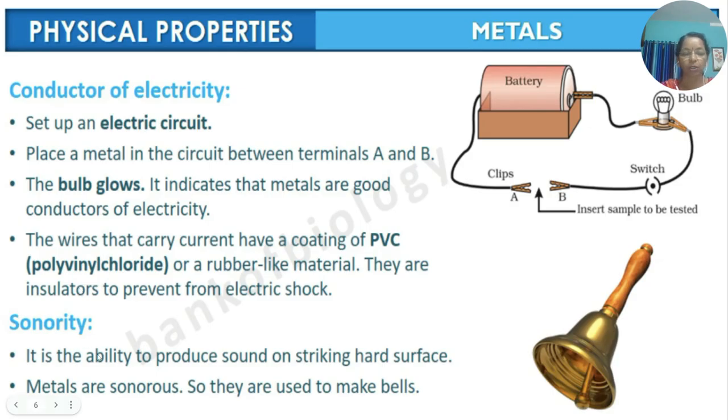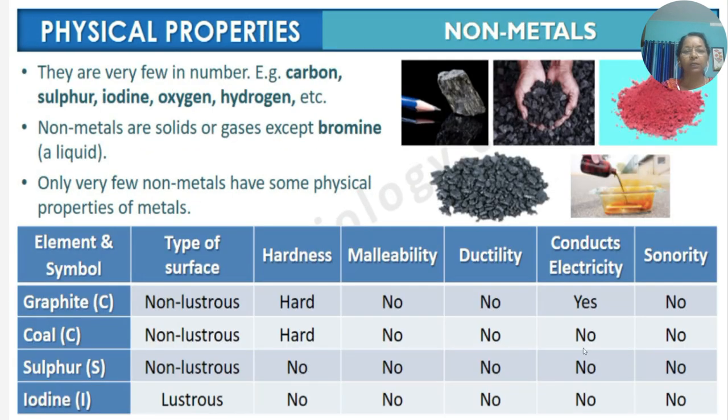Then sonority. Sonority means the ability to produce sound on striking a hard surface. Metals are usually sonorous and are used to make bells like this. Coming to non-metals, there are only very few in number. Carbon, sulfur, iodine, oxygen, hydrogen, chlorine, etc. are examples of non-metals. Usually non-metals are solids or gases except bromine, which is a liquid.